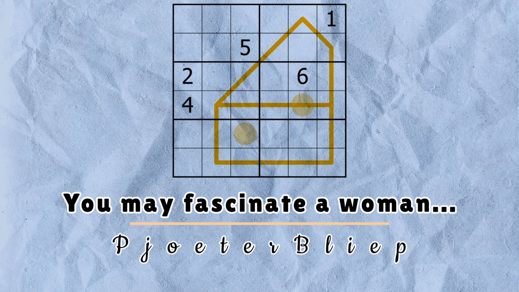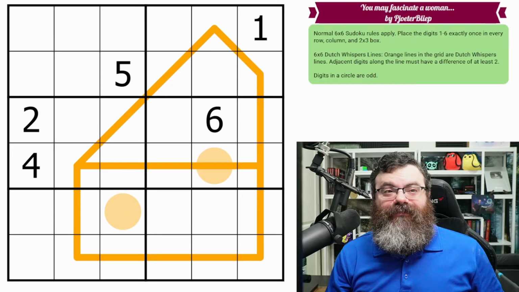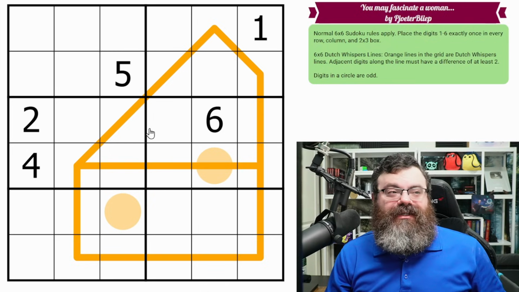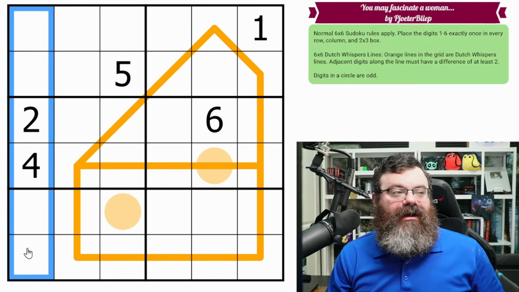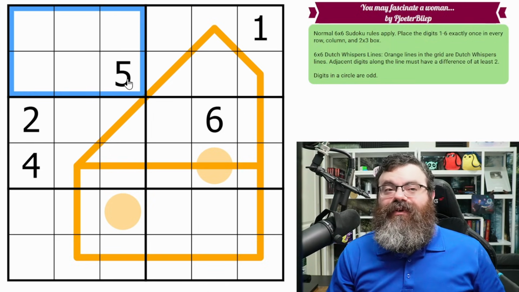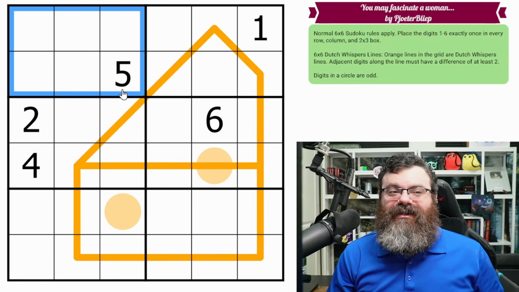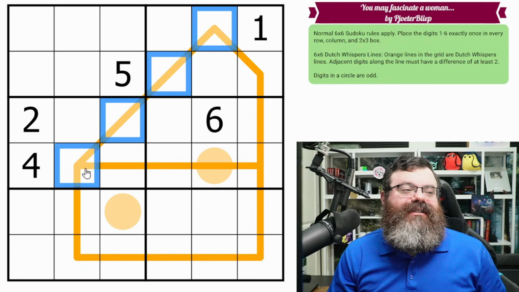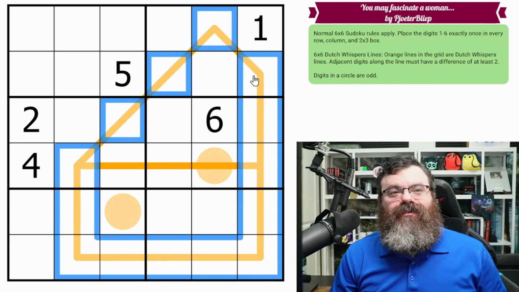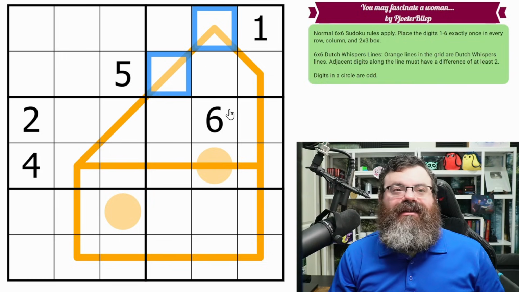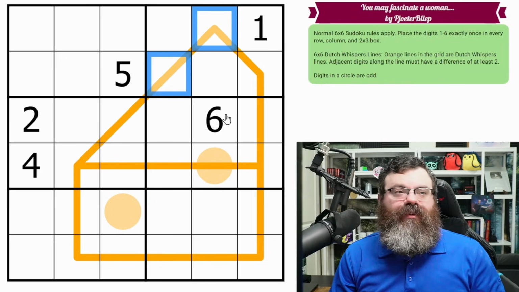Hello, let's continue our Sudoku adventure with You May Fascinate a Woman by PjoeterBliep. So we have normal 6x6 Sudoku rules, so in each row, each column, and each 2x3 box, we are placing the digits 1 to 6 exactly once each. We also have this Dutch whisper line. The way this works is adjacent digits on the line have to have a difference of at least 2.